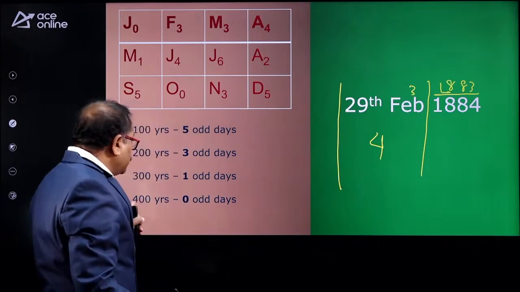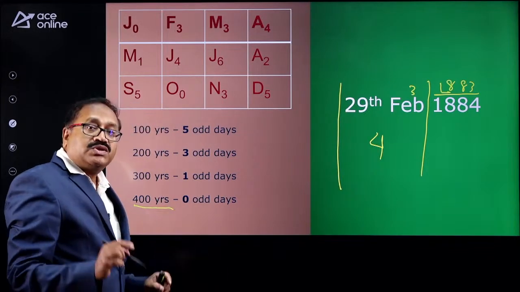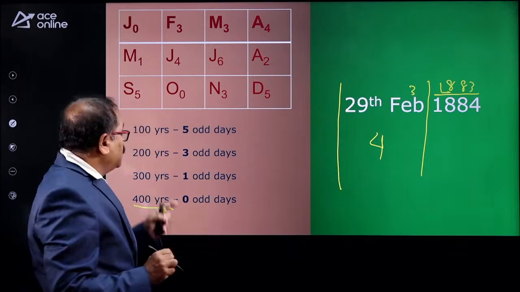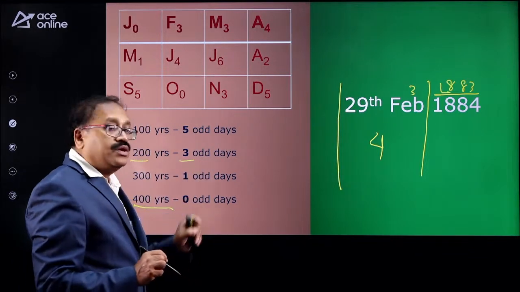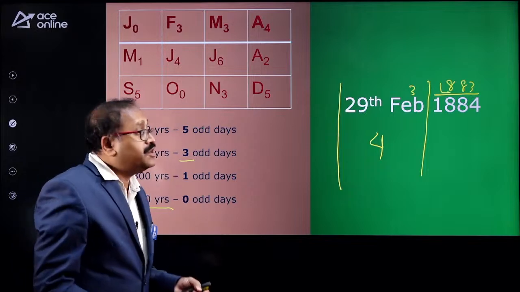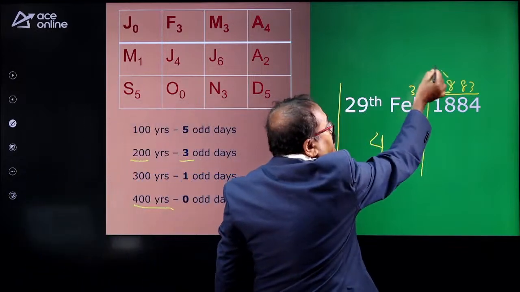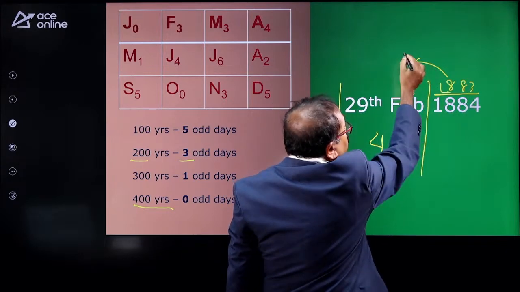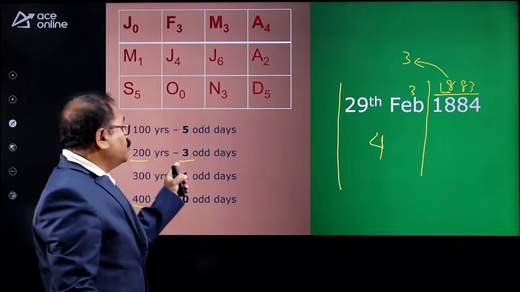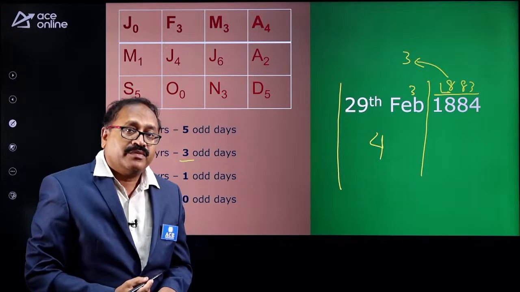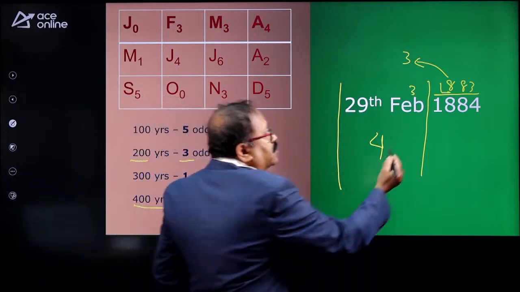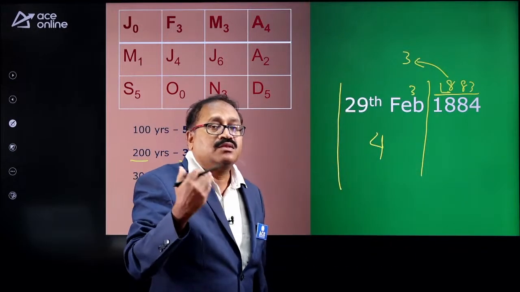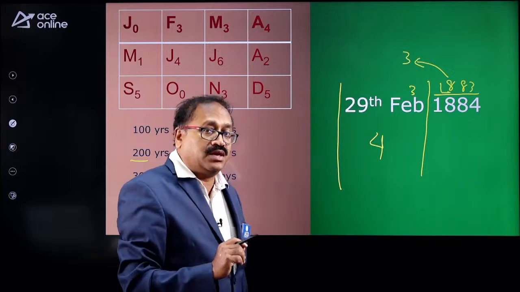And the 1600, which is multiple of 400, so 1600 will have 0 odd day. And another 200 years. For 200 years, the number of odd days is 3. That means for 1800, the number of odd days will be how much? 3. That is for 200 years, 3 odd day. Okay. Coming to the next one, for 83, how do we calculate 83 if I don't remember the number of odd days for the different years?